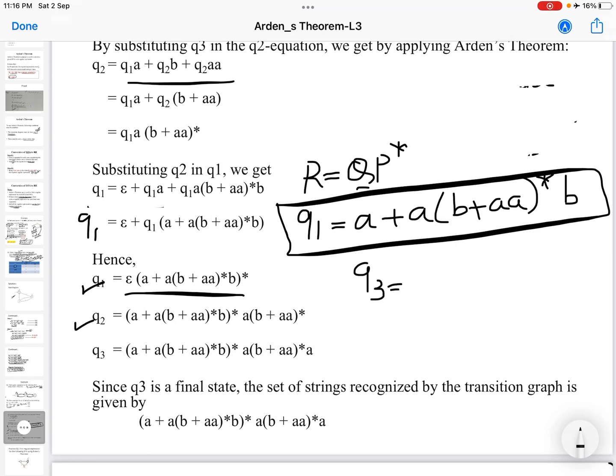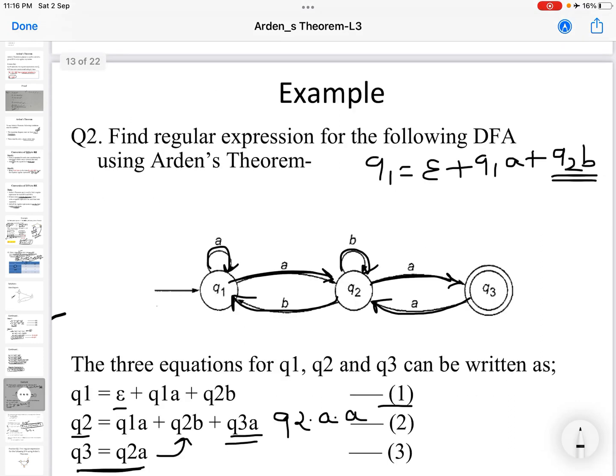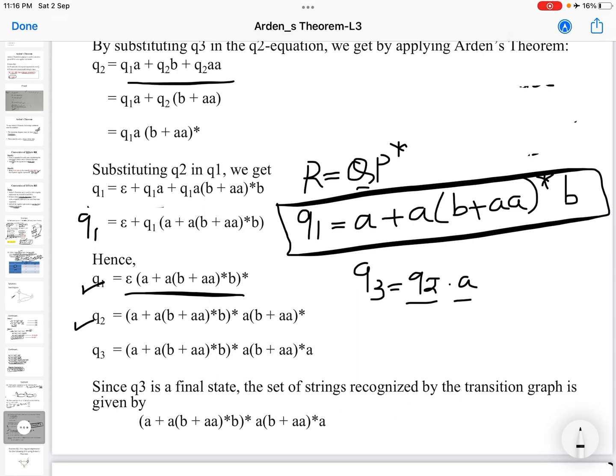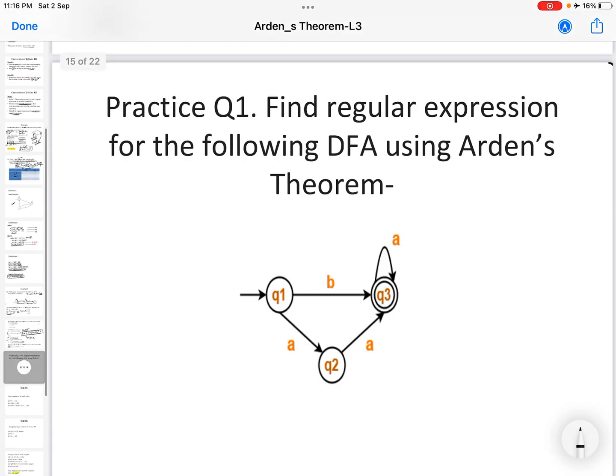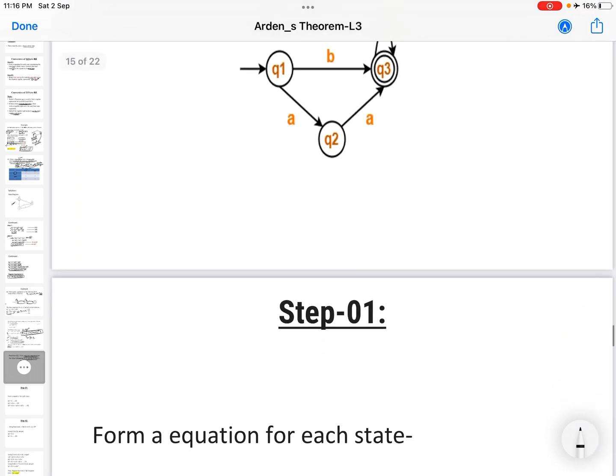So Q3 will be what? Q3 is equal to Q2 times A. So Q3 will be Q2 times A. But what is Q2? Q2 is this part, so copy this as it is, times A. Since Q3 is the final state, the set of strings recognized by the transition graph is given by this. So RE is equal to (A plus A into (B plus AA) asterisk B) whole asterisk A (B plus AA) asterisk into A.